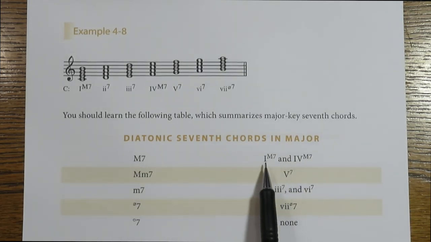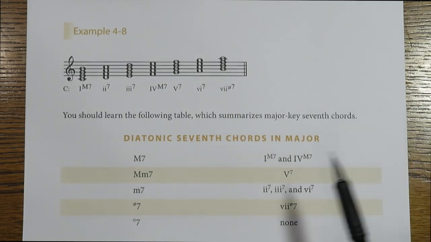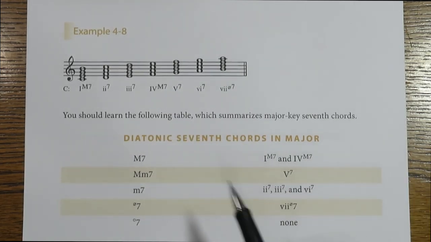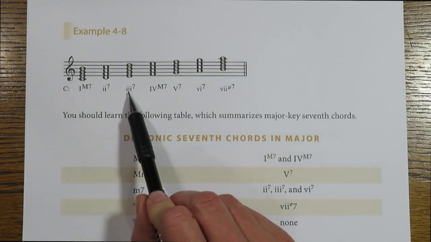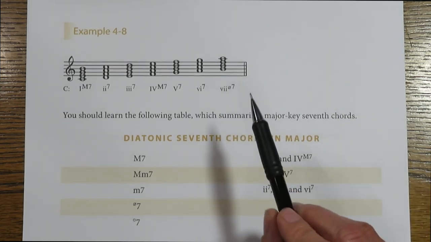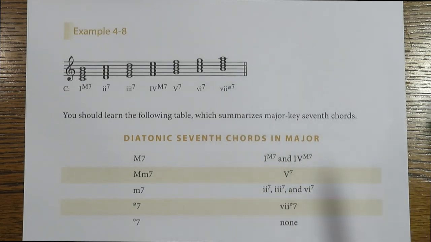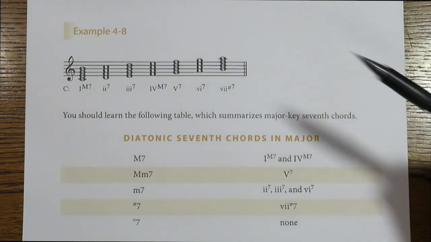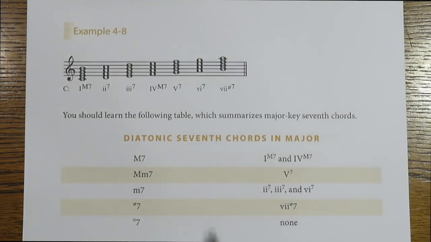Right here, major seventh, one and four, okay? So the major minor seventh, the dominant seventh, is on the five chord. And then with the minor sevenths, you have the two, three, and six. So there's that right there. And we have a half diminished seventh on the seven chord in major. The seven chord is a half diminished seventh, okay? There's no fully diminished seventh in the major scale.